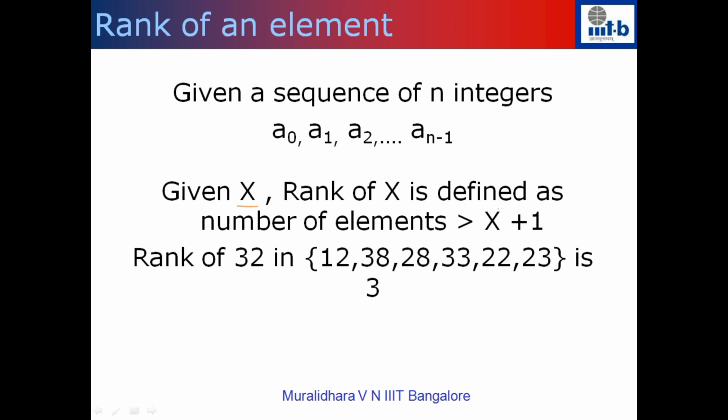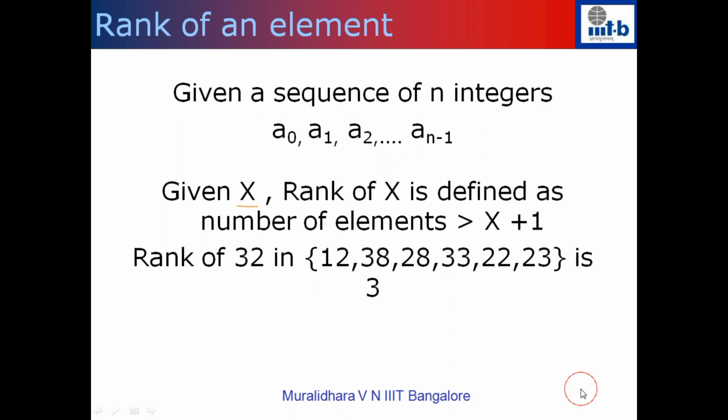For example, if the given set is 12, 38, 28, 33, 22 and 23, and if we are given 32 as our number, then if you are asked to find the rank of x, what you can see is that the numbers which are greater than 32 are 38 and 33. So there are exactly two numbers, that is 38 and 33, which are greater than 32. So the rank of 32 is 3.